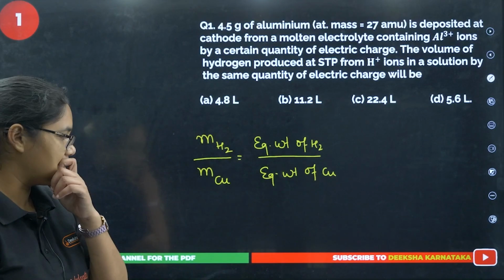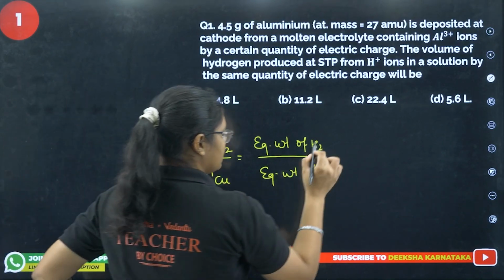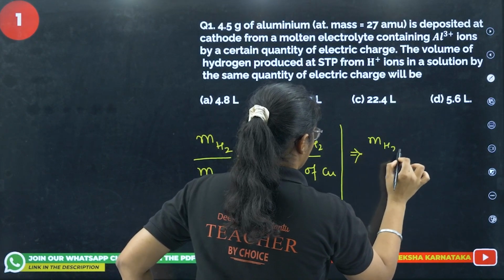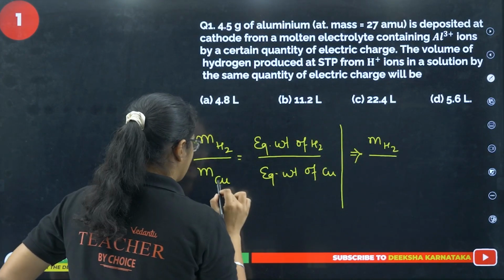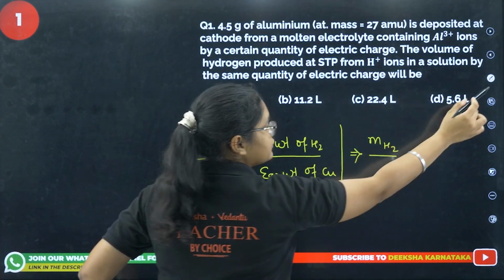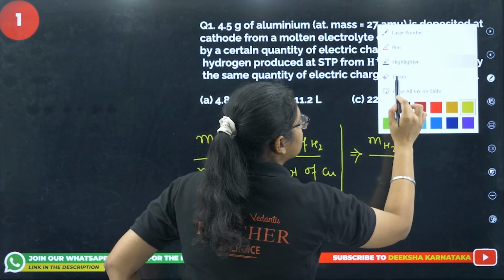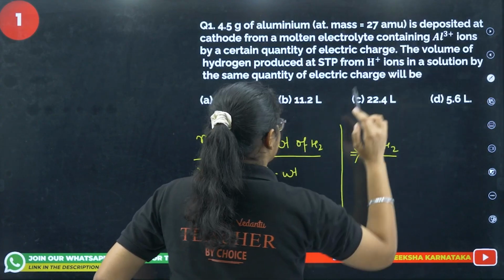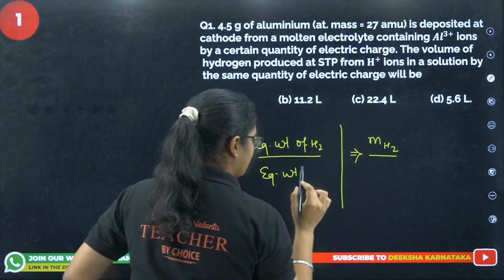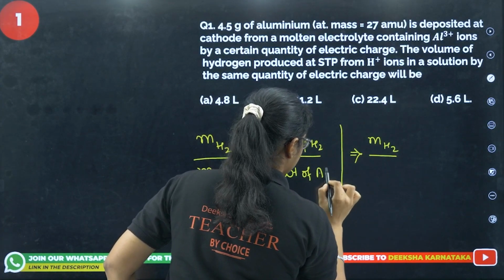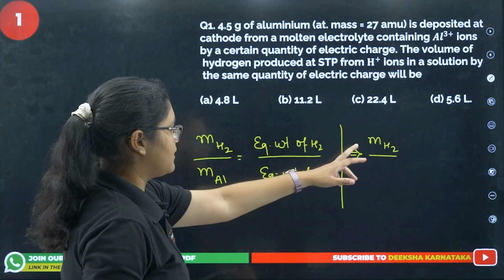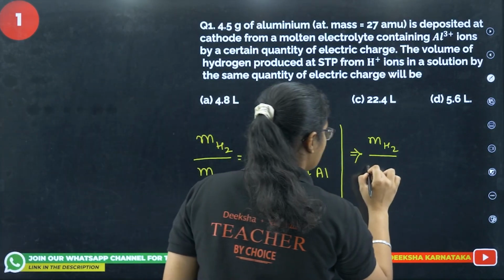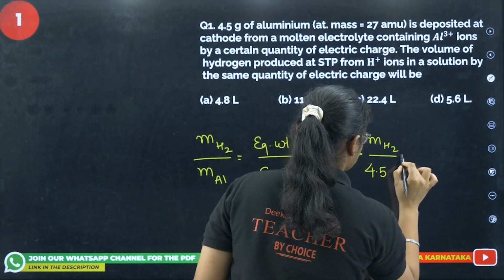Right, I can write this one. So what is the mass of hydrogen deposited? That I have to calculate. Okay, mass of, sorry, not copper, this is aluminium. Here I will change it to aluminium. Oh, sorry, it is given aluminium, right? So let's write down mass of aluminium by equivalent weight of aluminium. So we have mass of hydrogen, mass of aluminium will be how much? How much is deposited? 4.5 gram.